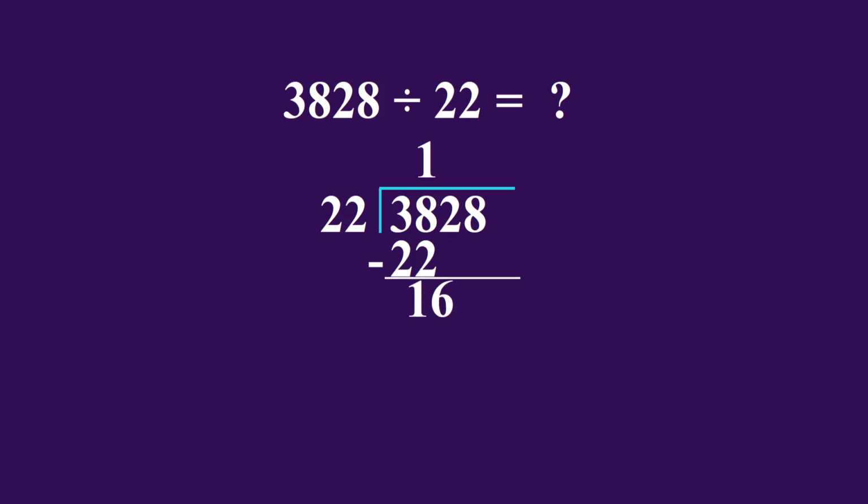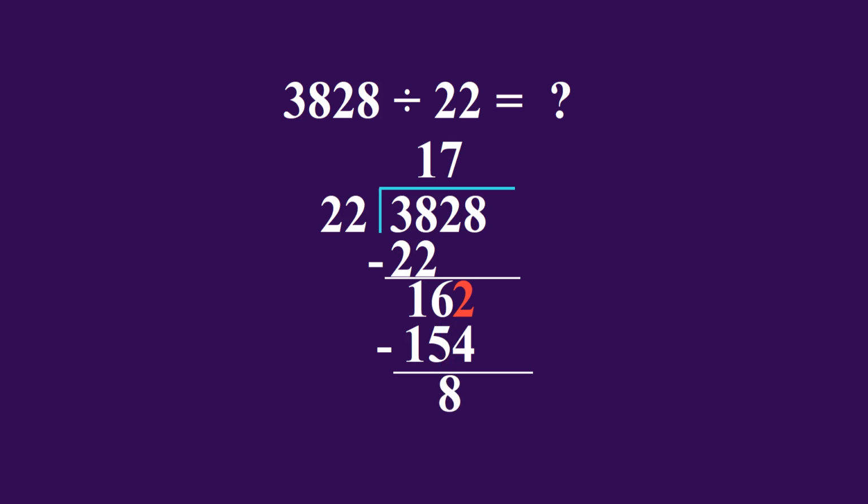Now we bring down the next digit 2, and this makes our new number 162. How many 22 are in 162? The answer is 7. Now multiply 7 by 22, which gives us 154. Draw a line and subtract 162 minus 154, which leaves us with 8.